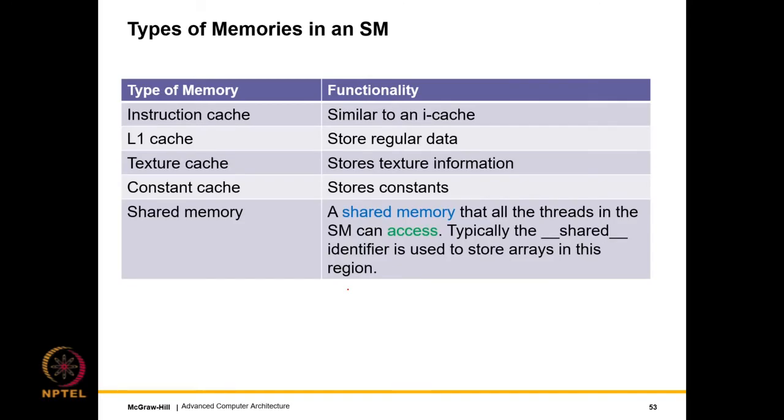So there are 4 kinds of memories in an SM. What we have seen on the last slide is the L1 instruction cache, which is quite similar to an iCache. We have seen the L1 cache, which stores regular data. Then we have seen the texture cache also, which stores texture information. So there are a few more types of caches. There's a constant cache that stores constants.